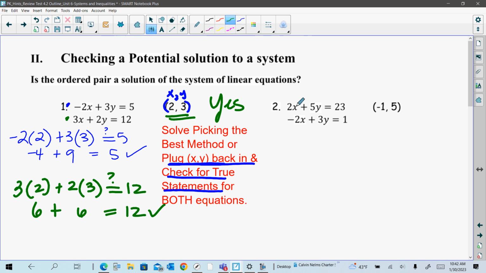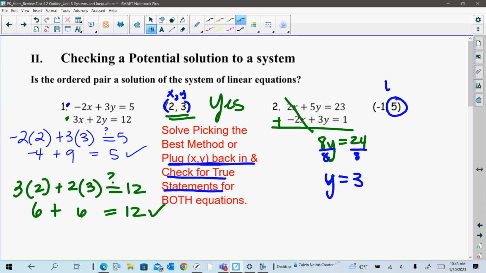Like, what method would you use to solve number 2? Elimination. Okay, so I would eliminate the x's. This would give me a total of 8y equals 24. Then I'm going to solve for y by dividing by 8. My y here comes out to be 3. But over here, it says the y is supposed to be 5. So this point is not a solution. The solution has to have a 3 for the y coordinate.